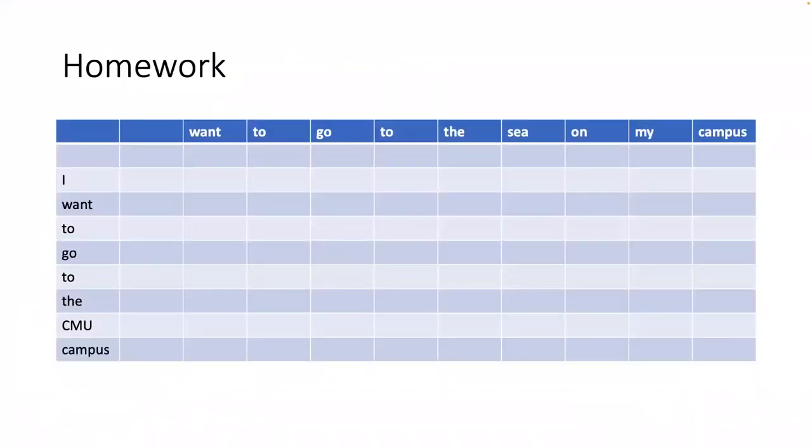By the way, this is today's homework. A little bit larger matrix. Enjoy the homework. Yes, I will explain the homework.